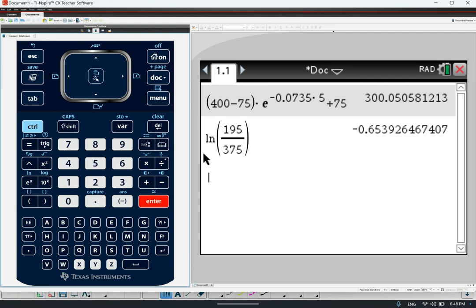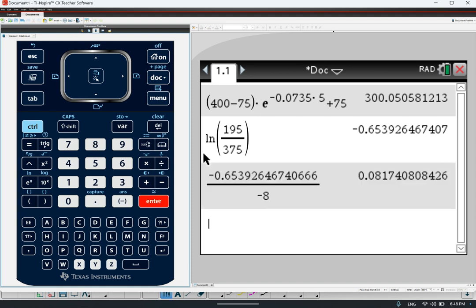Enter. Divided by negative 8. And then you round. Sorry about that. So it rounds to 0.0817.